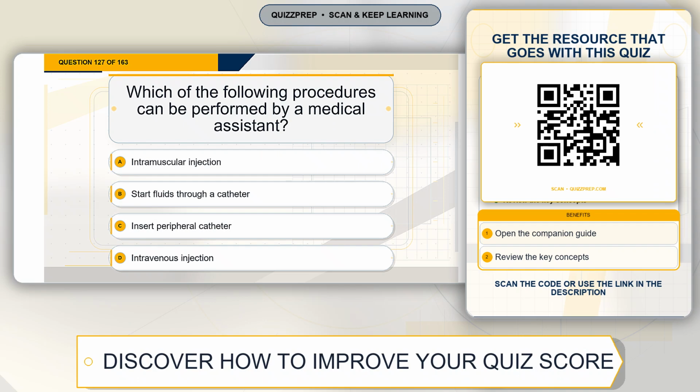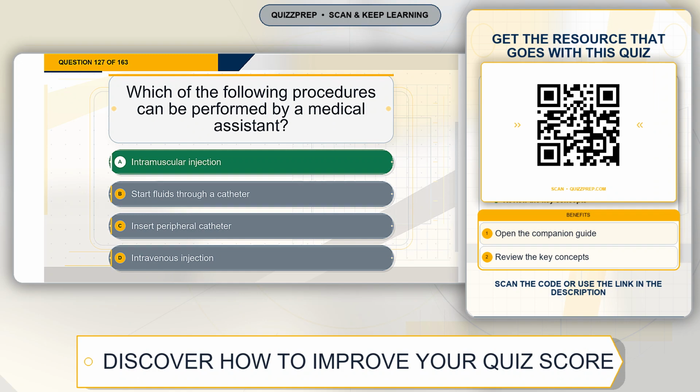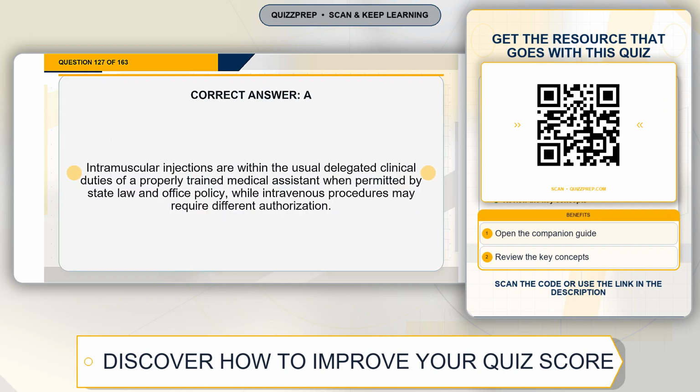Question 127. Which of the following procedures can be performed by a medical assistant? Option A, intramuscular injection. Option B, start fluids through a catheter. Option C, insert peripheral catheter. Option D, intravenous injection. The correct answer is option A, intramuscular injection. Explanation. Intramuscular injections are within the usual delegated clinical duties of a properly trained medical assistant when permitted by state law and office policy, while intravenous procedures may require different authorization.